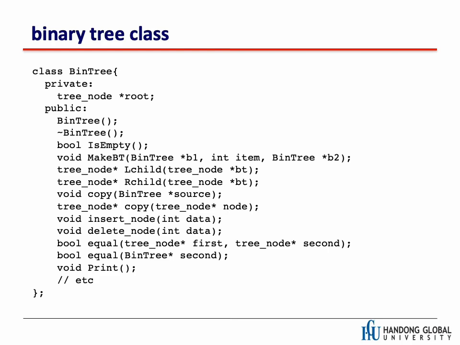So MakeBT, lchild, rchild. Sometimes you want to copy, sometimes you want to insert one node, and sometimes you want to delete one node. Sometimes you want to compare two subtrees, or compare this binary tree to another binary tree. Sometimes you want to print. So this is the class definition for a binary tree.